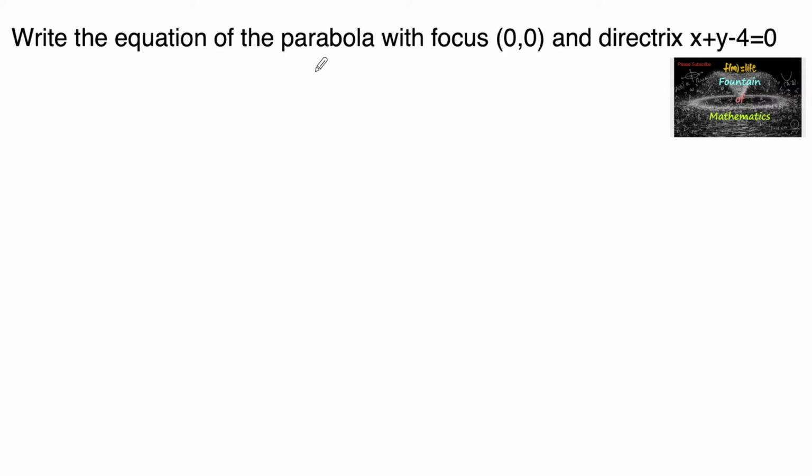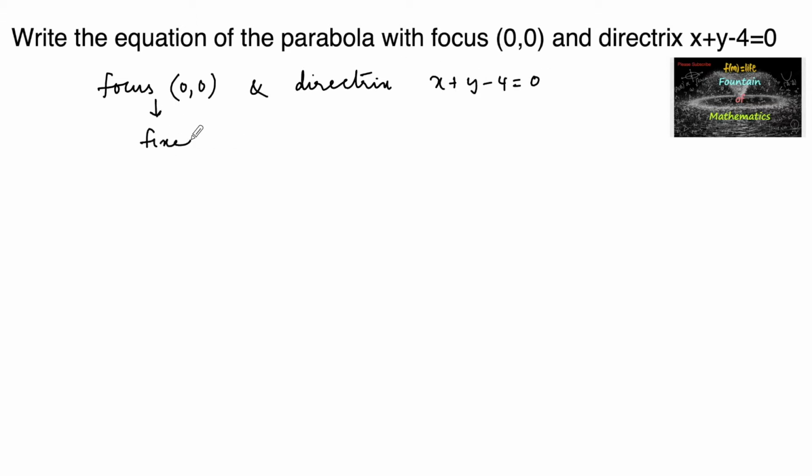Write the equation of the parabola with the focus (0, 0) and directrix x plus y minus 4 equals 0. Focus is a fixed point and directrix is a fixed line.